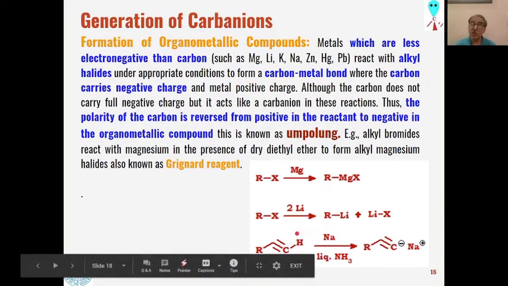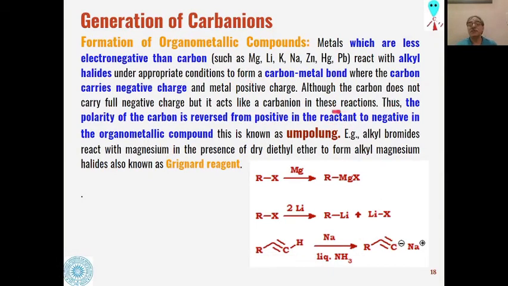Similarly, terminally unsubstituted acetylenes can react with sodium metal, and carbanions can be produced. Sodium acetylide is produced where carbon is having the negative charge. So in all these types of reactions, the polarity of the carbon is reversed from positive in the reactant to negative in the organometallic compound.